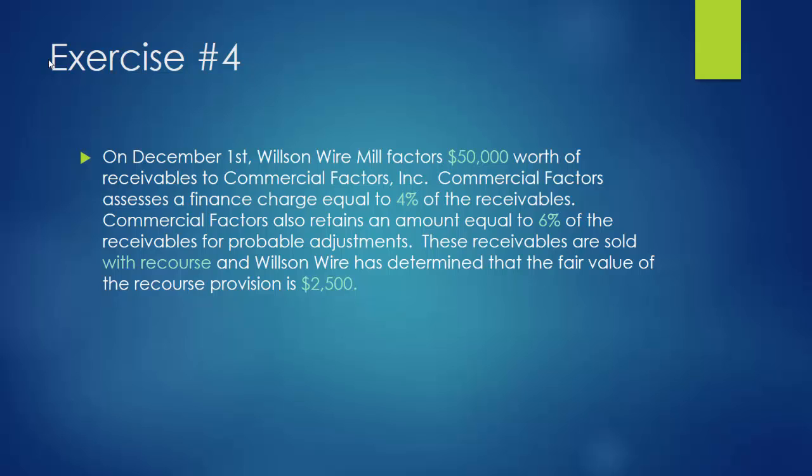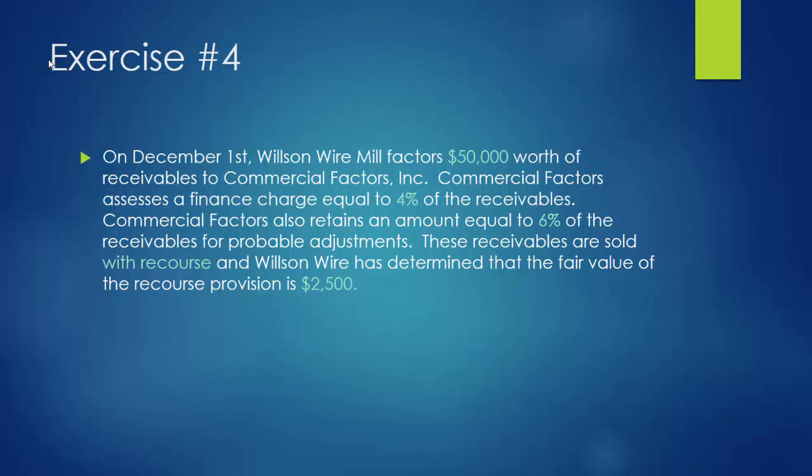To make the entry for this, when you factor a receivable, you need to know certain things. First things first, you need to know what the book value of your receivables is. So in this example, Wilson Wire is going to factor $50,000 worth of receivables. You need to know what charge the factor is going to charge you for buying your receivables, and it's usually based on a percent of the receivables that you are selling. In this case, Commercial Factors is going to assess a finance charge equal to 4% of the receivables that they buy from us.